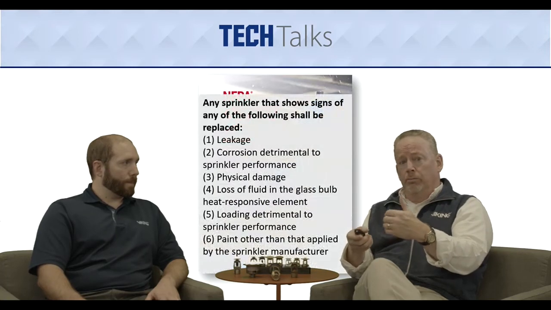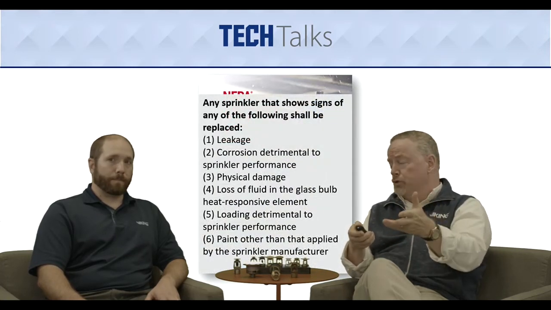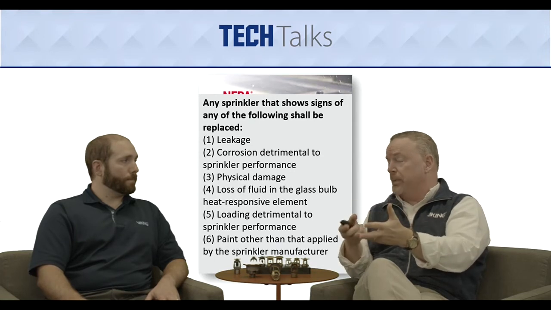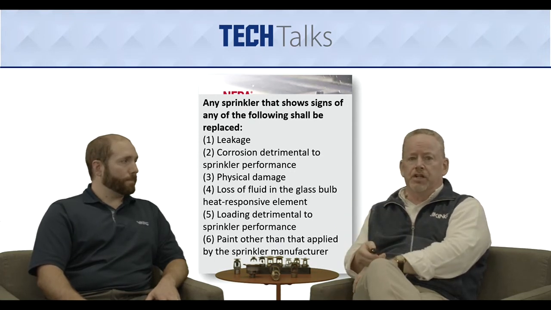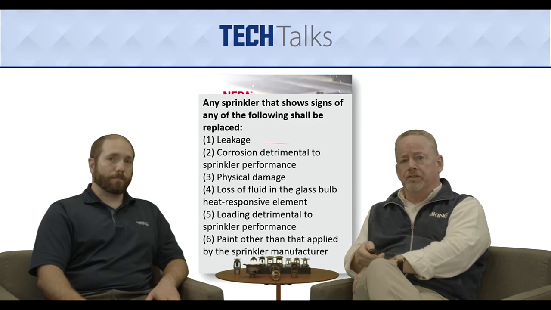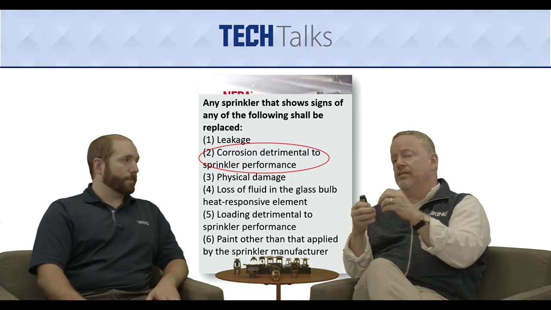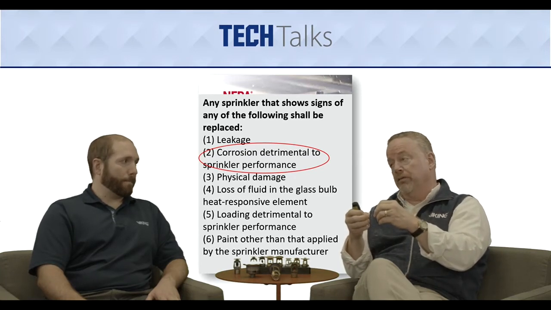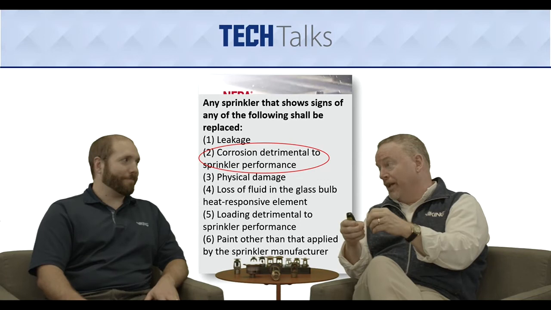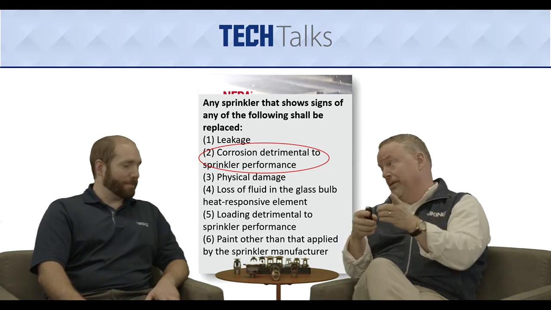So I've got this sprinkler, it's in a corrosive environment, it's approved for that corrosive environment, but now it's got to live there. NFPA 25 now takes over and says, okay, that's great, but when you do inspections, and this is in the sprinkler inspections section of chapter 5, and this has been around for a while, we're going to see that it says corrosion that is detrimental to sprinkler performance. Well, I'm going to tell you something right now. That's a hard one.